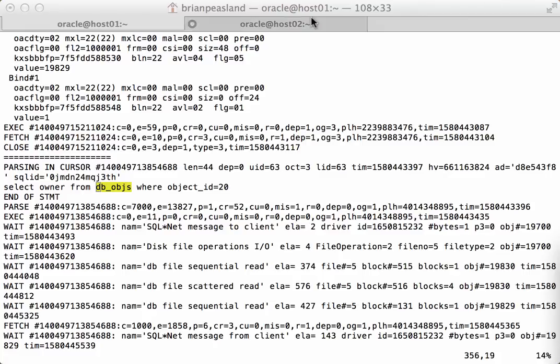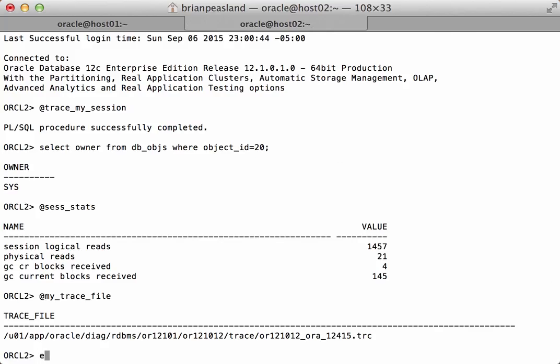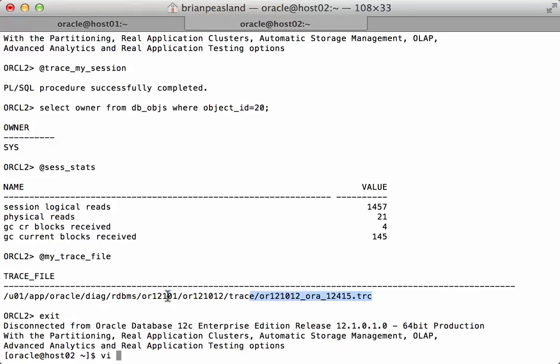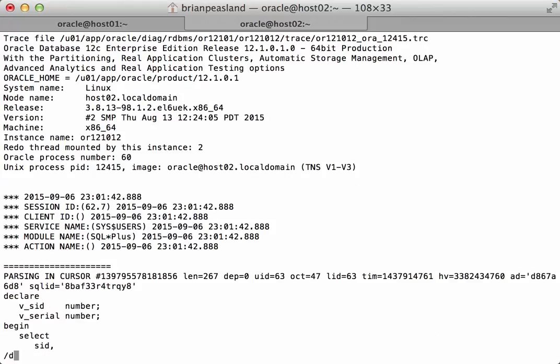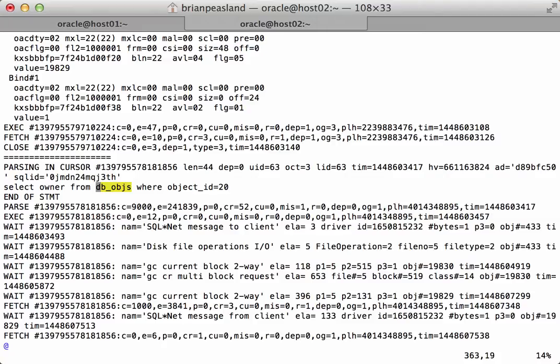Now let's go over to host 02. And we'll exit out of SQL Plus. And again, we'll use VI to look at the contents of the trace file, and I'll just fast forward to where that statement is. Notice this time there are no physical reads being performed. In their place are 3 global cache wait events: the GC current block two-way, the GCCR multi-block read request, and the GC current block two-way.